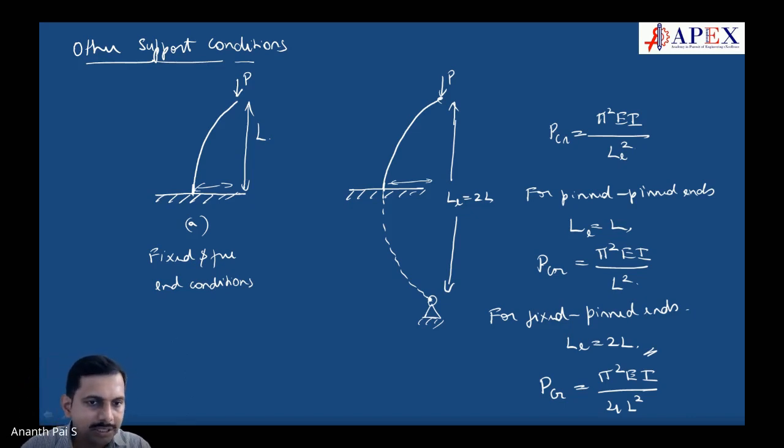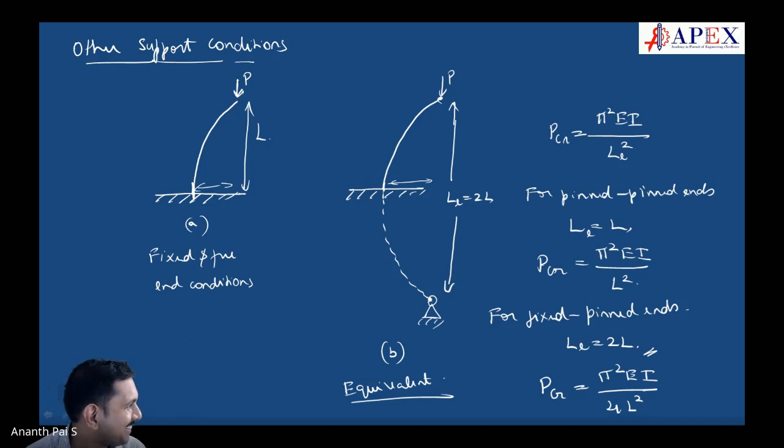See, this is the actual. This is the equivalent. See, this is a fixed end here. This is where we are putting the load. When it buckles, how does it buckle? It buckles like this. Fine. Now, if you have a steel scale with you, that's the best thing we can have.